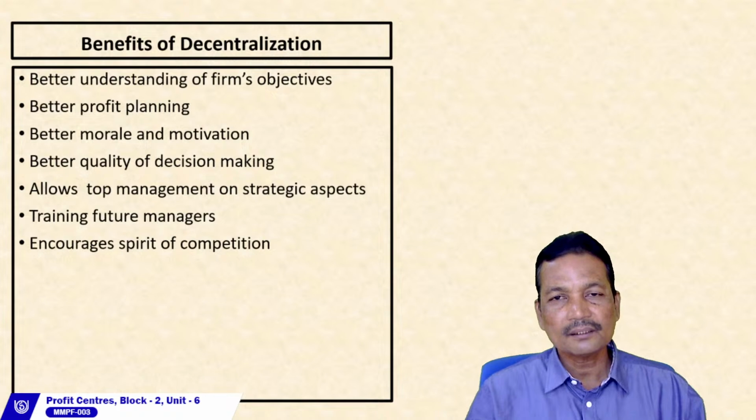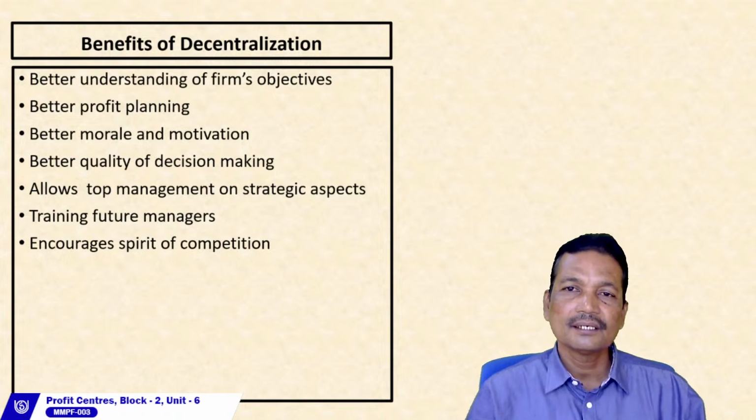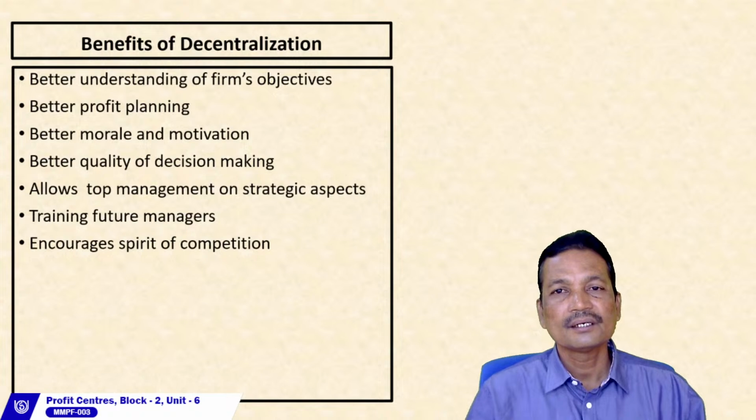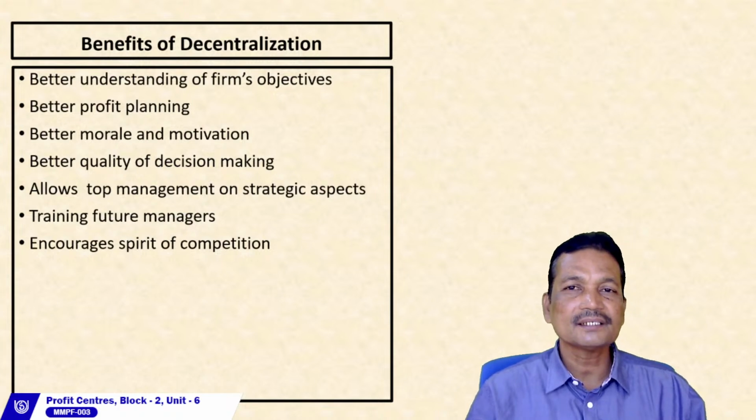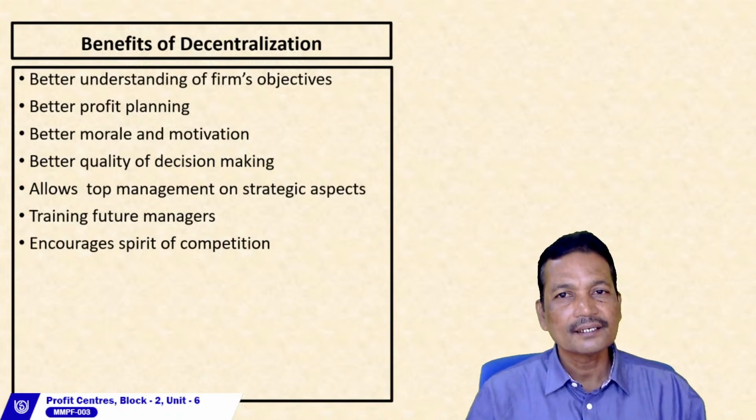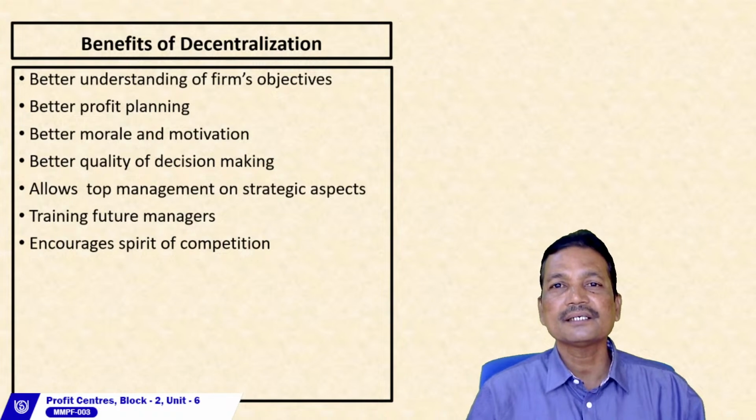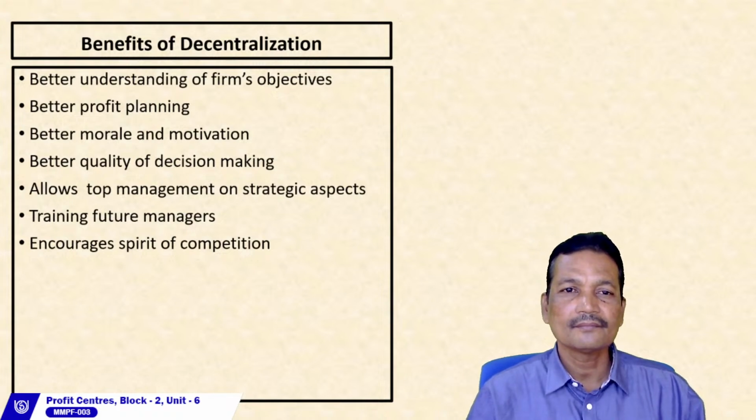So when the profit center manager allows the younger managers to work or take decisions in order to carry out some activities, the lower level managers get trained in better decision making practices.